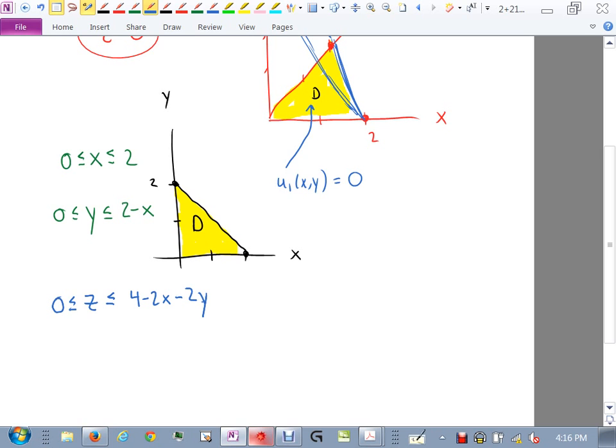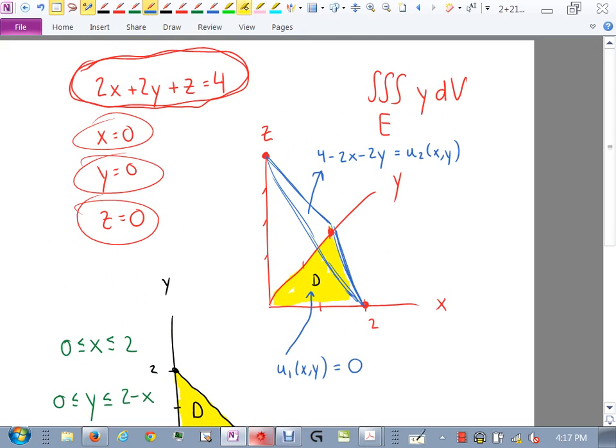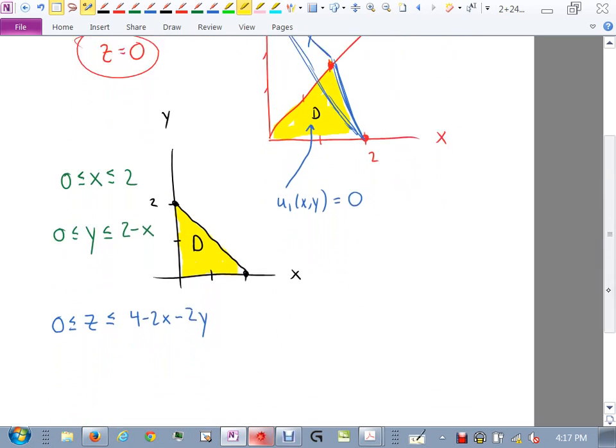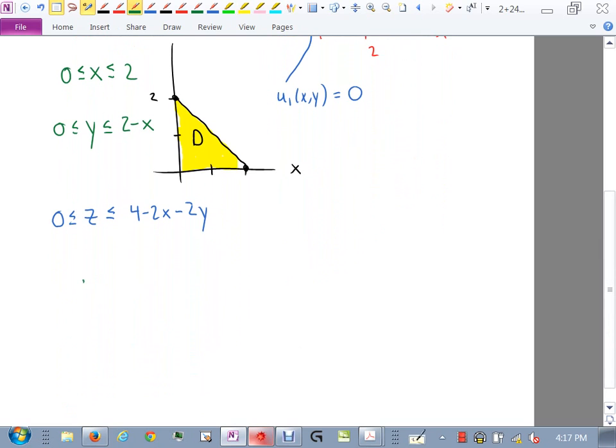And what is it that I'm trying to find the triple integral of? Back up here, the triple integral of y dv. Everything I've done up to this point is just to give me my limits of integration. Then I have to integrate y, with all my variables in the correct order. So here I go. Integral 0 to 2, integral 0 to 2 minus x, integral 0 to 4 minus 2x minus 2y. What am I integrating? y. With respect to what first? dz, then dy, then dx.